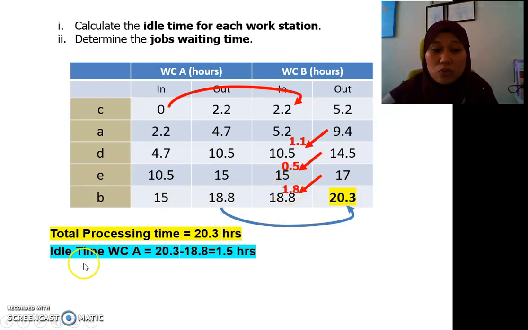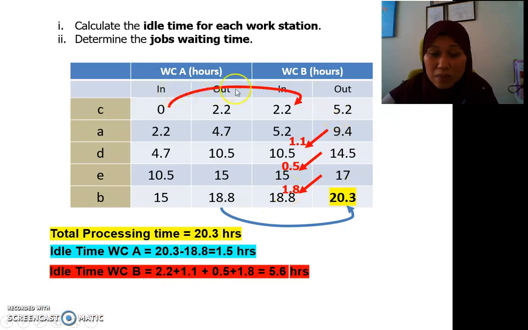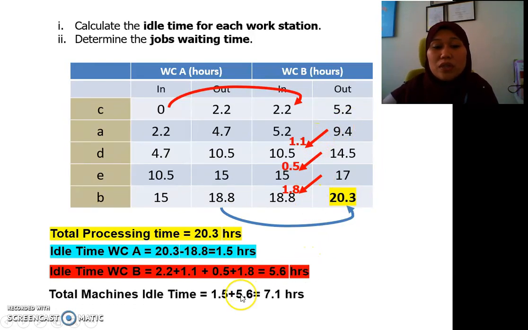So for workstation B, the idle time is the 2.2 from earlier, and then remember, in between jobs workstation B has some idle time here, 1.1 plus 0.5 plus 1.8, so we get 5.6. Okay, what does it mean? Workstation A is only idle for 1.5 hours, but workstation B has 5.6 hours idle time. So for the total machine idle time, for A and B, we get 7.1 hours.